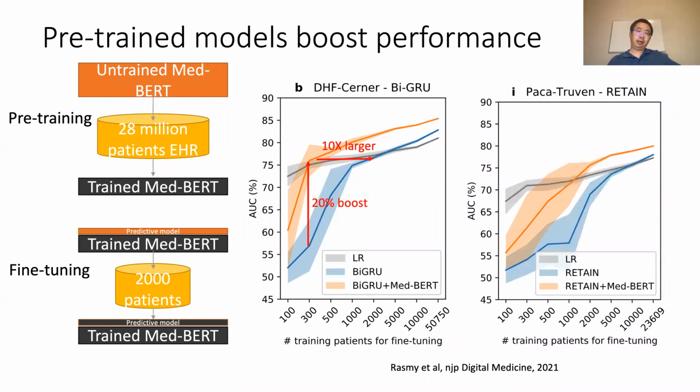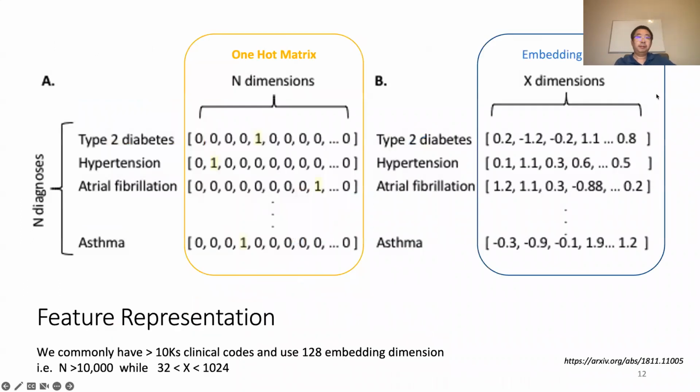This is also true for other data sets, in this case, in proven claims data, other tasks like pancreatic cancer risk prediction, and some other architectures like RETAIN. So how does it exactly work? Just go back a little bit.